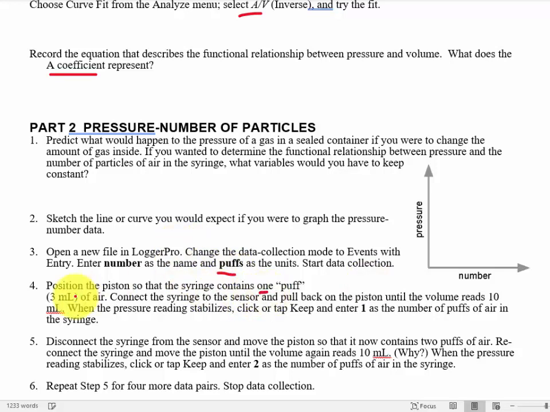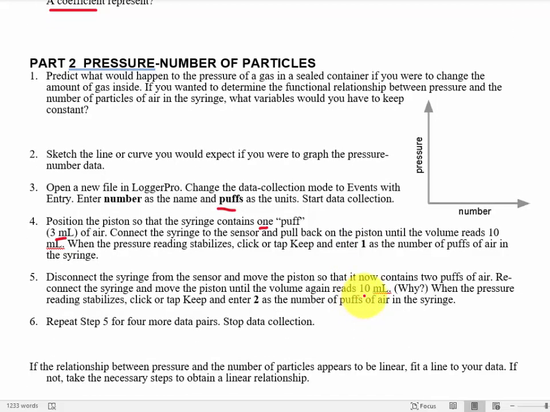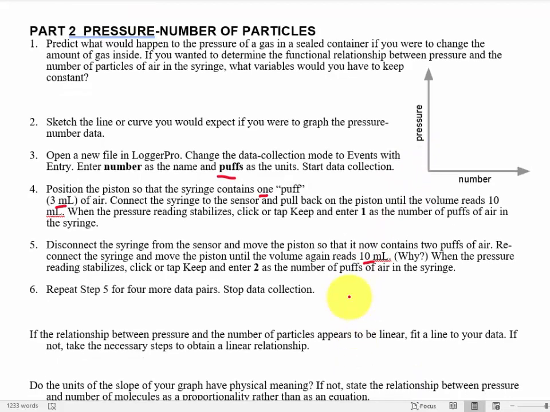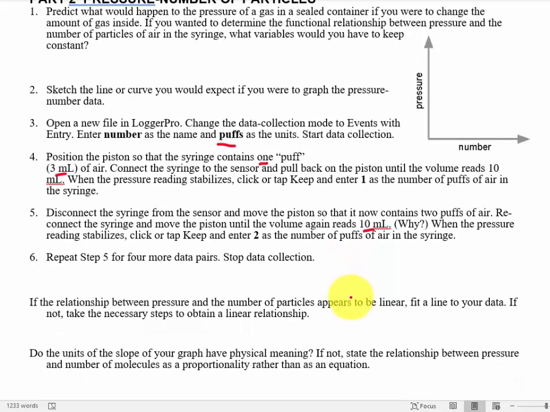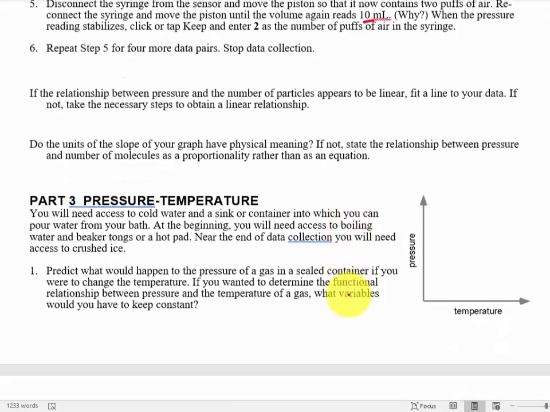We're more or less going to say 1 puff of air is 3 milliliters of air, and we're always going to pull the piston such that it reads 10 milliliters. So what you're going to do is increase and decrease the number of puffs, always going back to 10 milliliters. Now, kind of what we would expect is a nice, pretty linear relationship. You do want to make these measurements as quickly as you can. The reason for that is because these things leak.